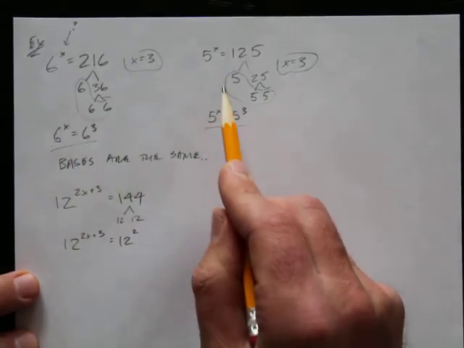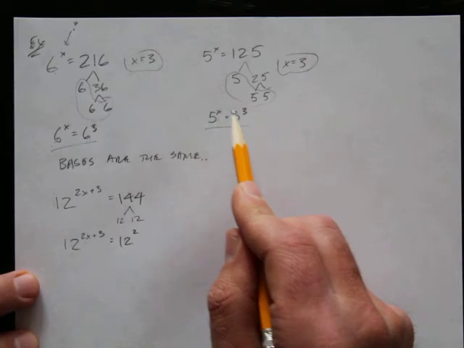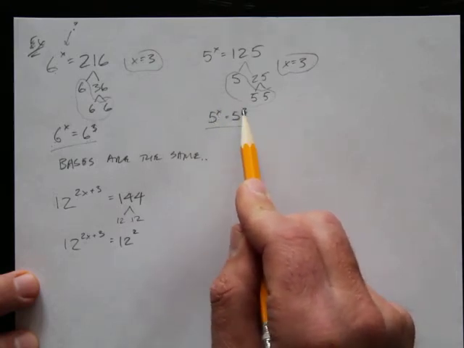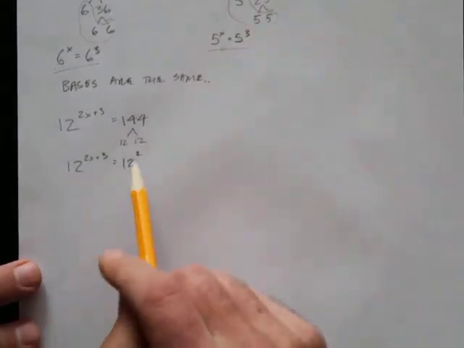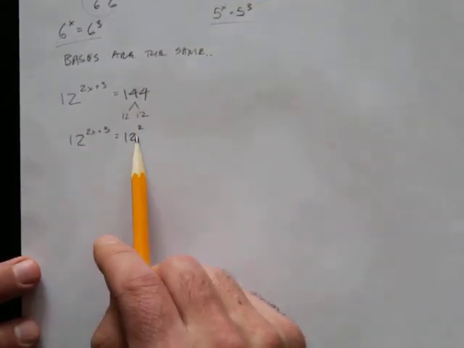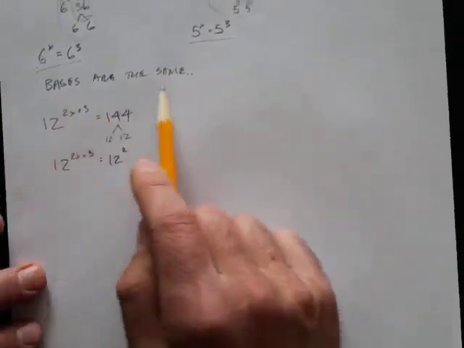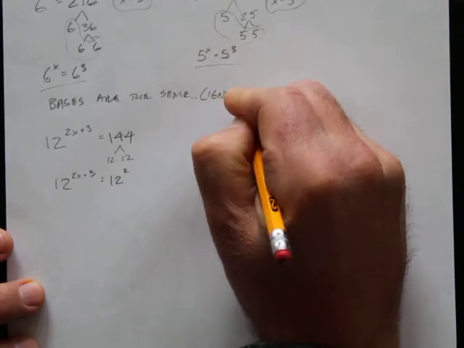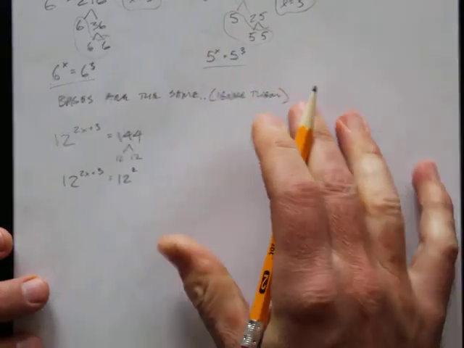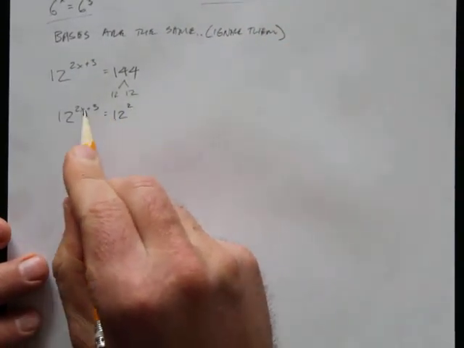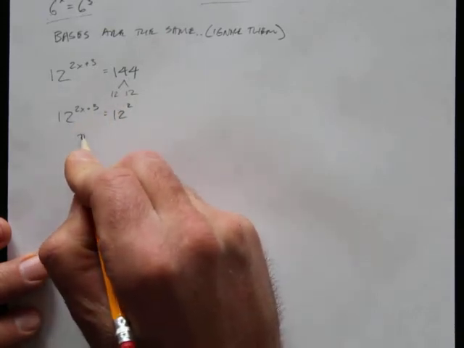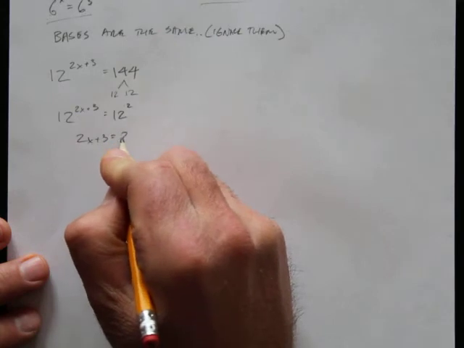Same thing over here with this 5. 5 to the x power equals 5 to the third power. I just ignored the 5 and said x equals 3. We can do the same thing here. I'm going to ignore the base. So when the bases are the same, I ignore them, and I'm just going to take the exponents. Since the bases are the same, I take the exponents and say 2x plus 3 equals 2.